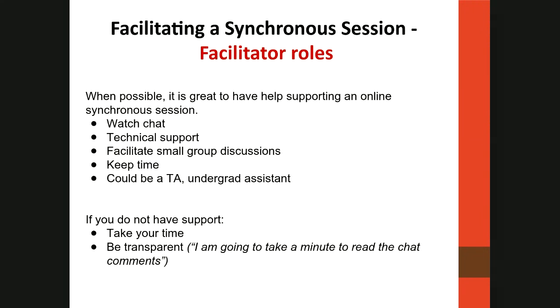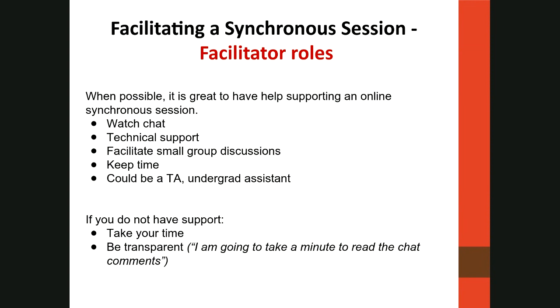The final thing I want to mention about the facilitation of a synchronous session is thinking about the roles of you as instructor or facilitator. If it's at all possible, it's great to have a second person helping you. That could be a co-instructor and you flip back and forth various tasks and roles, or it could be a TA or even an undergraduate who might be able to help.